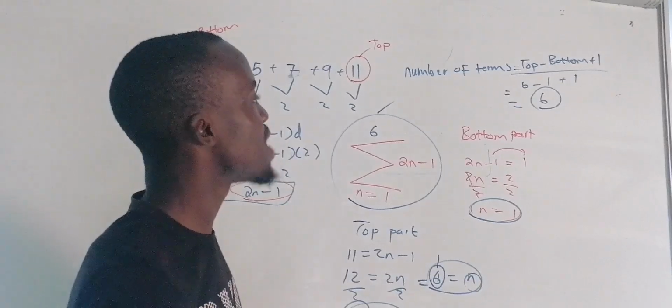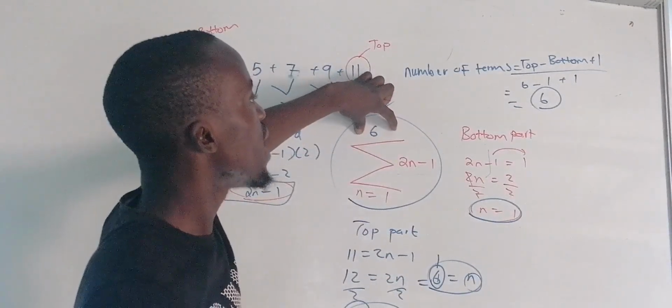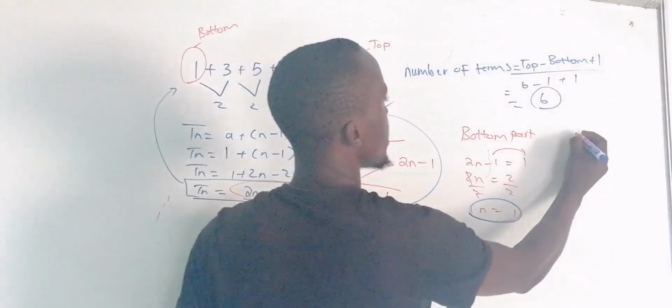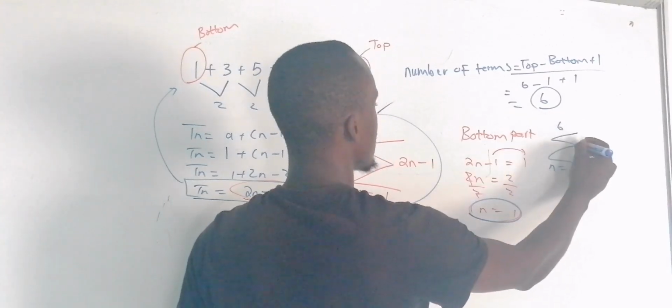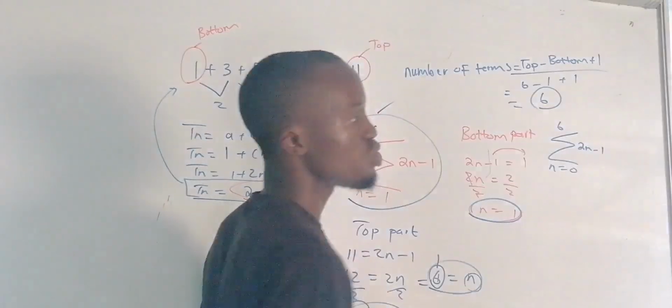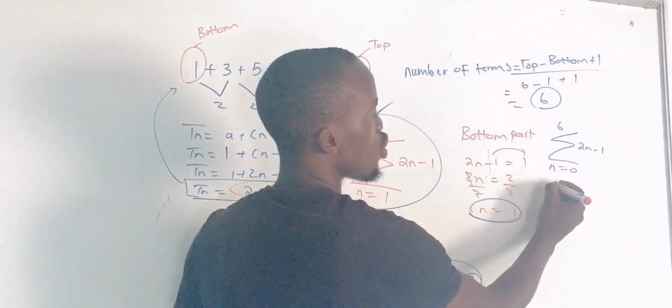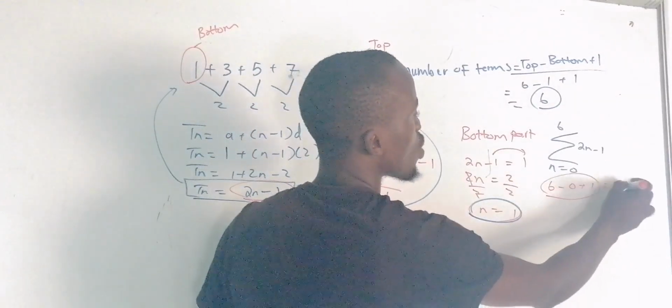It's not always that the answer in the top part will be the number of terms. What am I saying? Let me say here we have n equals 0, then here it's 6, for n minus 1, then they want you to calculate the number of terms. Remember, top minus bottom plus 1, so 6 minus 0 plus 1. So the answer here will be 7, not 6.